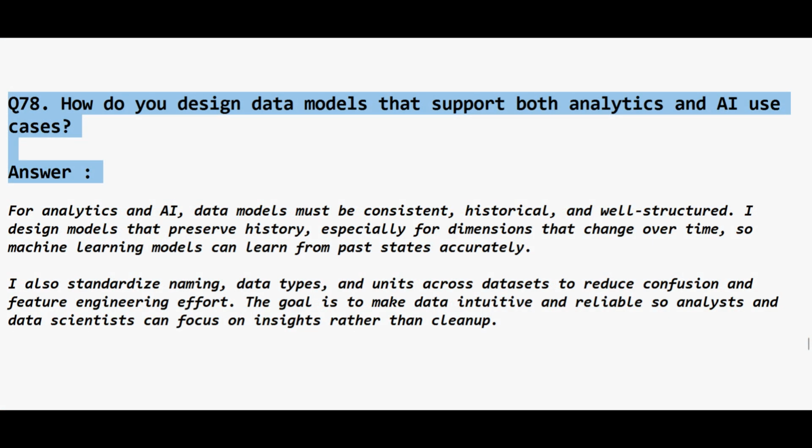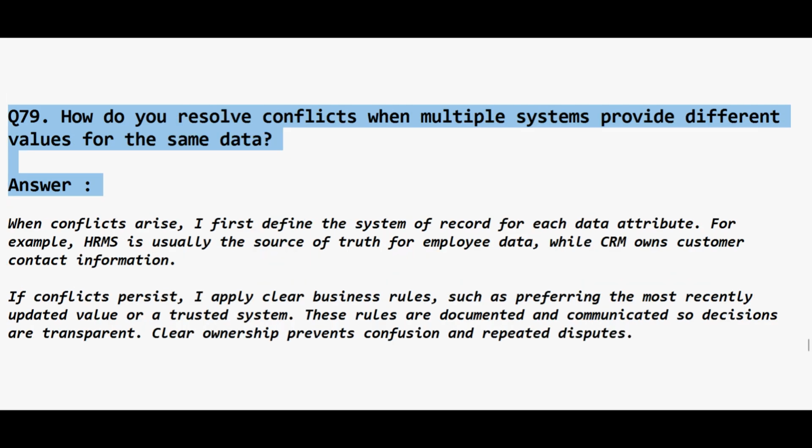Question 78. How do you design data models that support both analytics and AI use cases? Answer. For analytics and AI, data models must be consistent, historical, and well-structured. I design models that preserve history, especially for dimensions that change over time, so machine learning models can learn from past states accurately. I also standardize naming, data types, and units across datasets to reduce confusion and feature engineering effort. The goal is to make data intuitive and reliable so analysts and data scientists can focus on insights rather than cleanup.